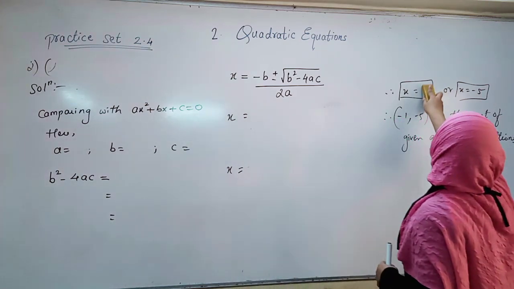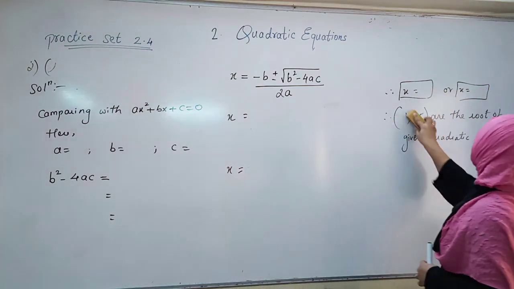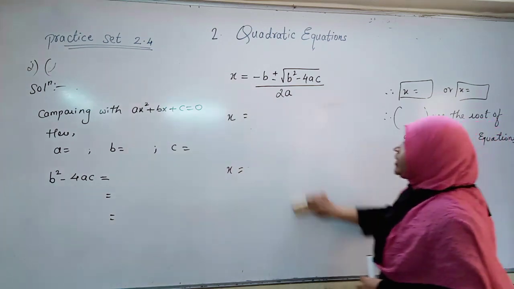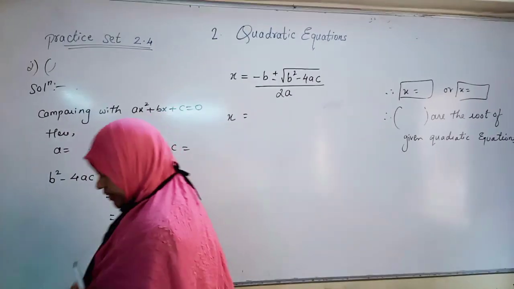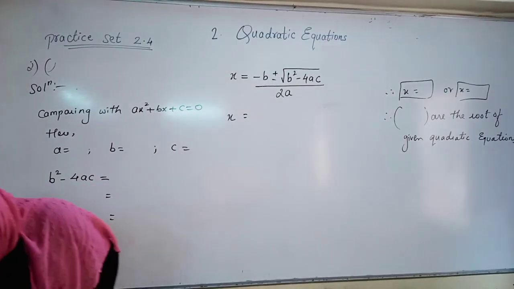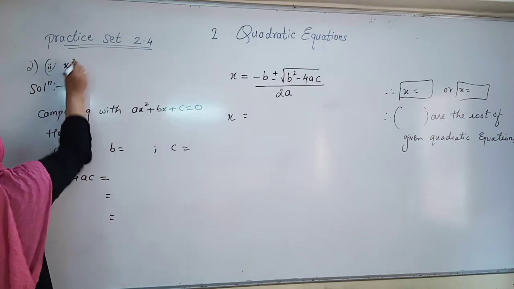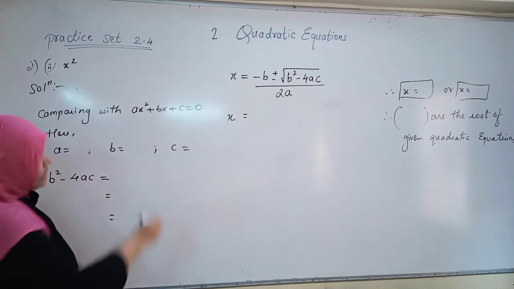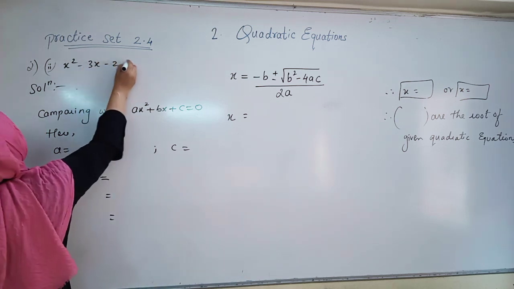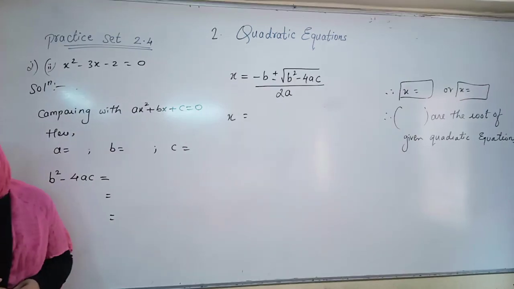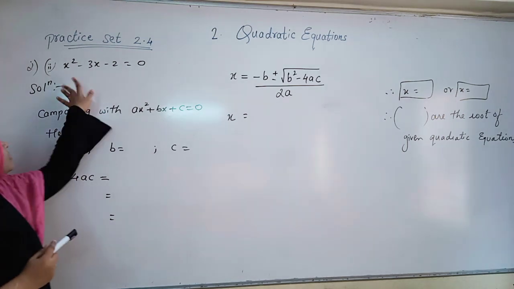Your statement also is going to be the same. But you have to write everything, student. Everything you should write. Come on. The next question I have here. Question number 2. x square minus 3x minus 2 equals to 0. Okay, student? Here we have the next question.